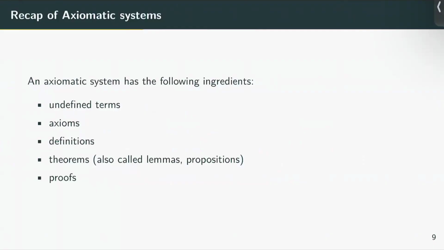Okay, so let's quickly recap what we have in an axiomatic system. We have the following ingredients. We have undefined terms, we have axioms, we have definitions, we have theorems that can also masquerade under the names of lemma or proposition, and we have proofs.